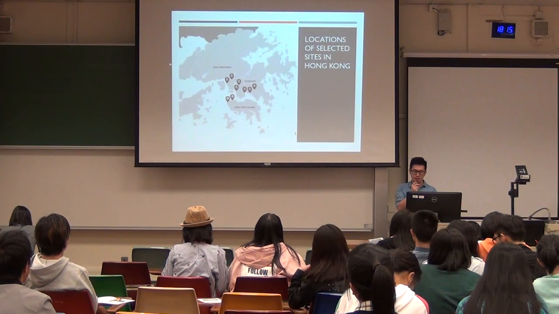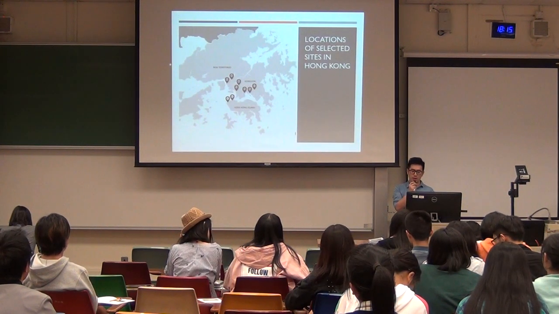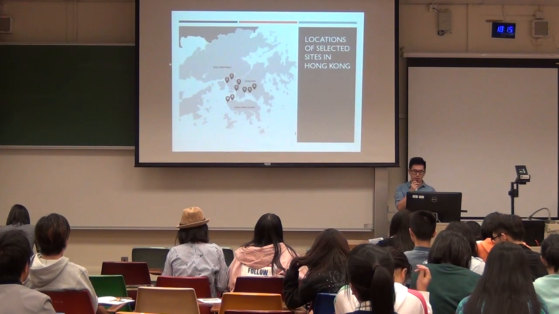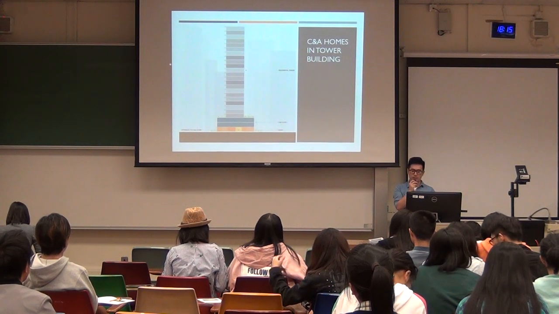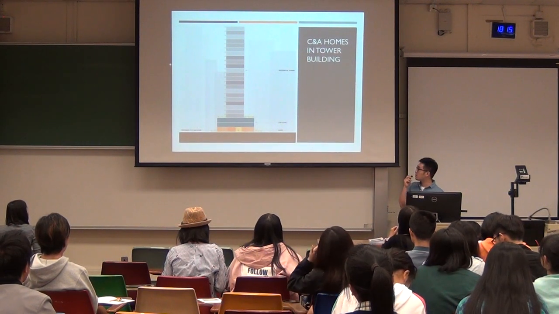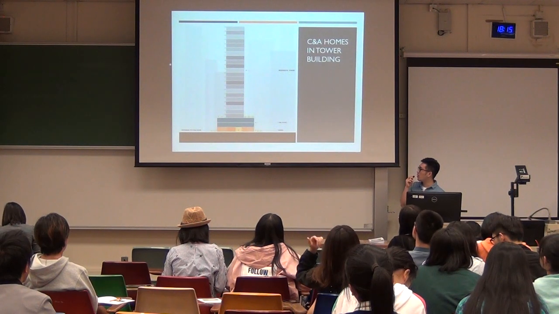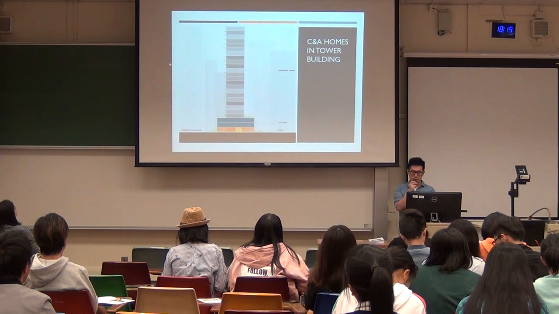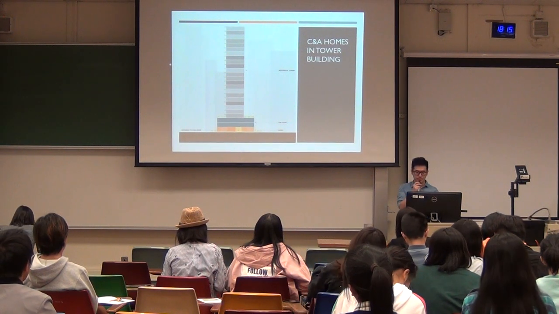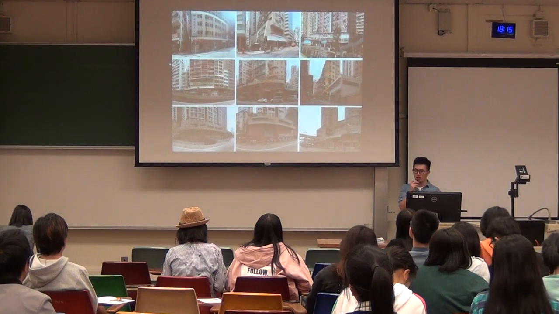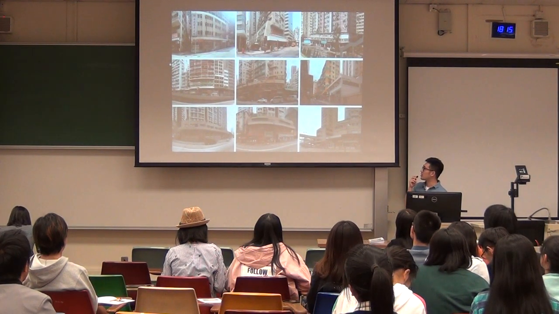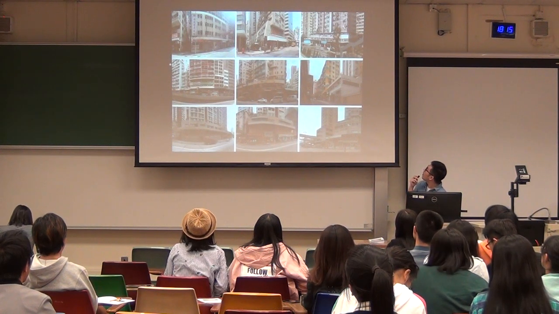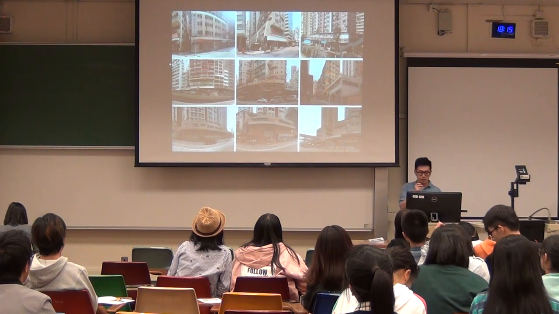First is privacy. My research is regarding elderly homes in Hong Kong. I chose nine different places, and you can see that this is a typical plan. The elderly homes are always at the podium levels of high-rise residential buildings, the blue ones. And these are the pictures of the nine sites. They are all situated in a very high-density, high-rise residential district.